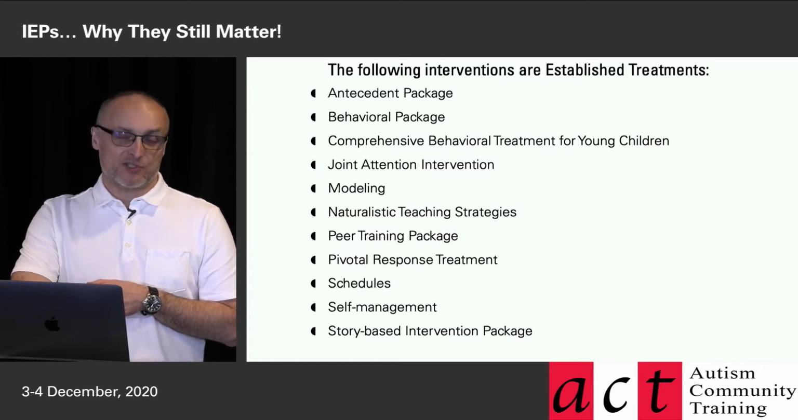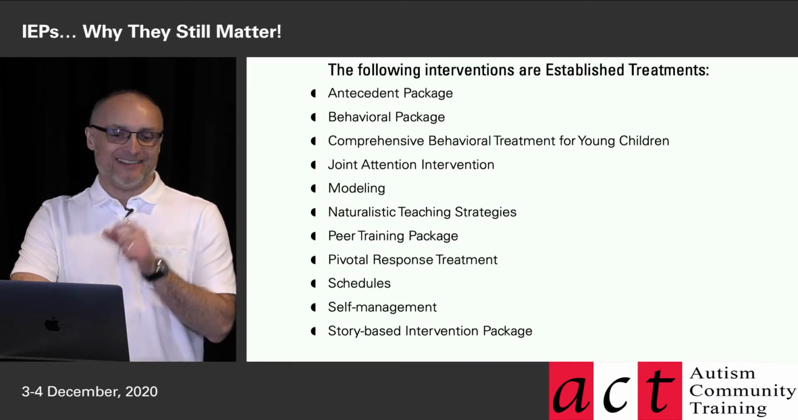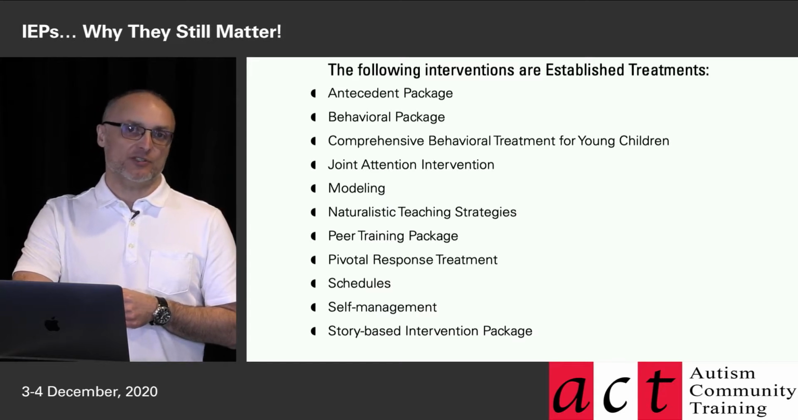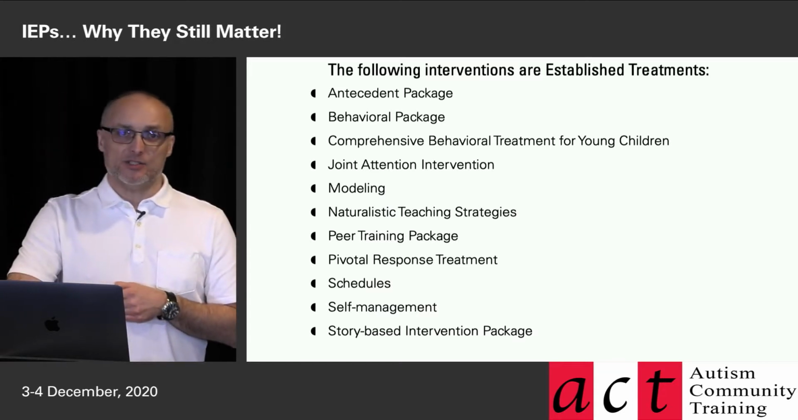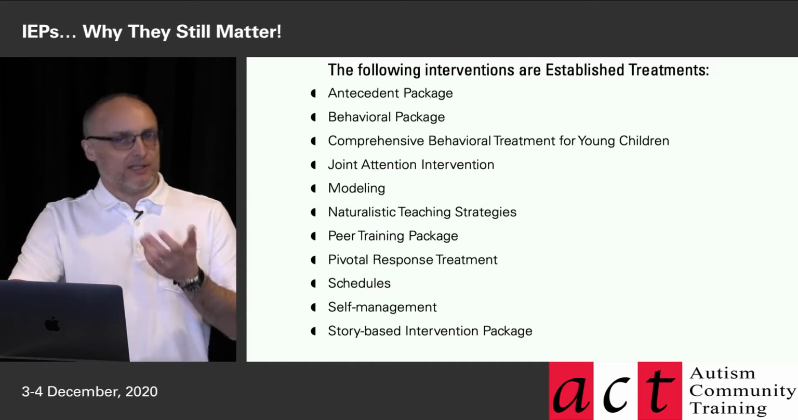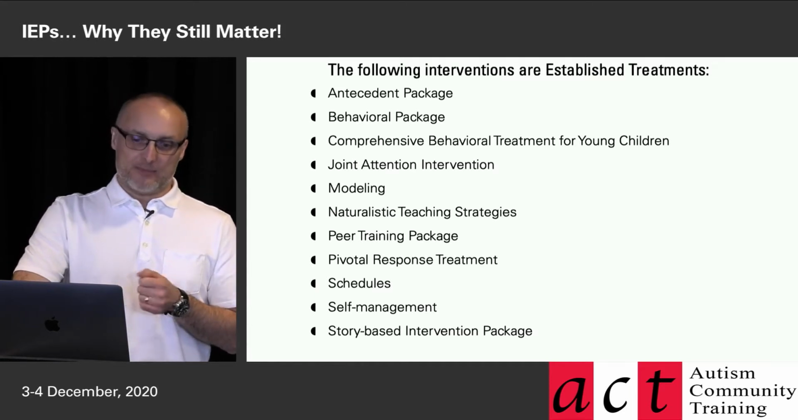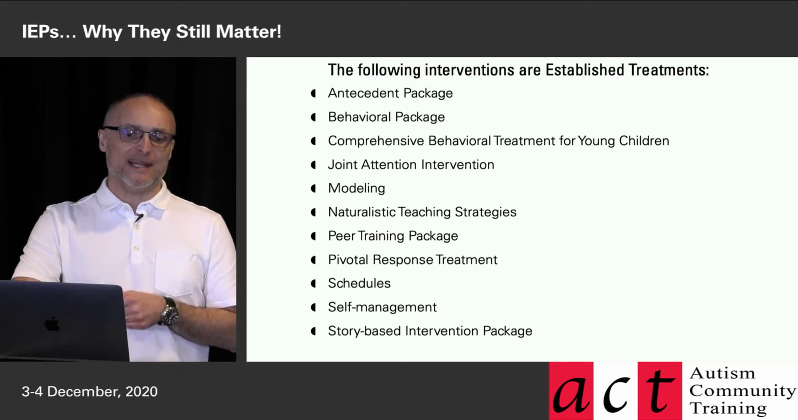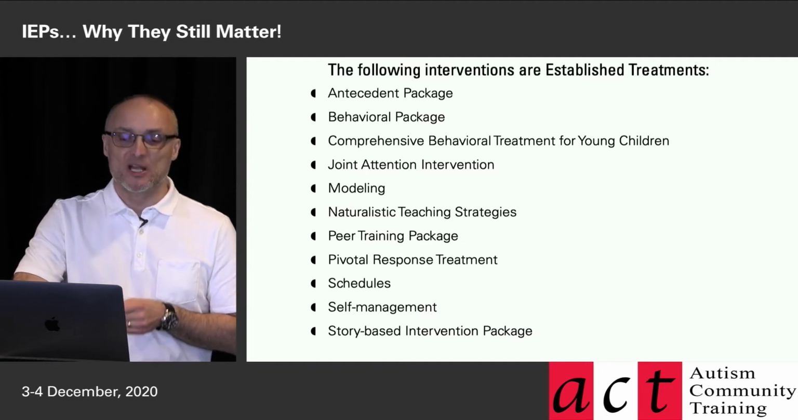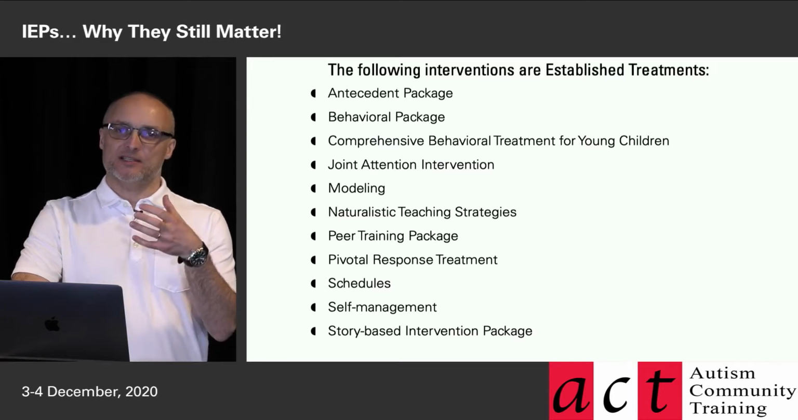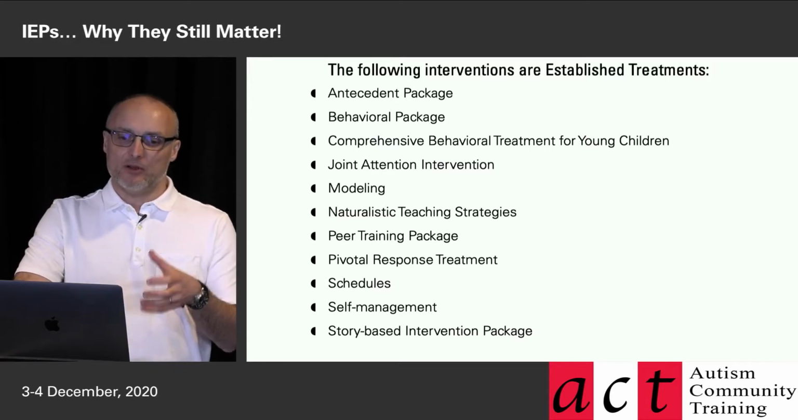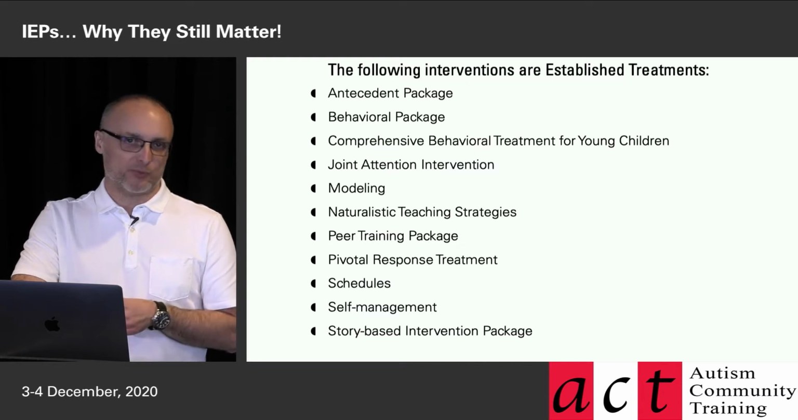So this is the established list. You'll notice there are exactly 11 established treatments or interventions for people with autism according to the NAC. Antecedent package is behavior analysis. Behavioral package is a behavioral science ABA approach. Comprehensive behavioral treatment for young children is what most people know as early intensive behavioral intervention. That's an intensive, developmentally sequenced, home-based program that kids would start in preschool.